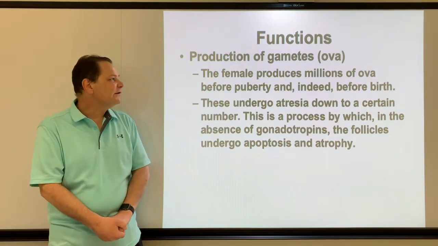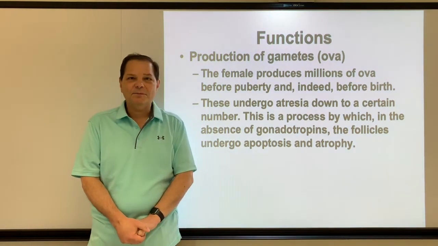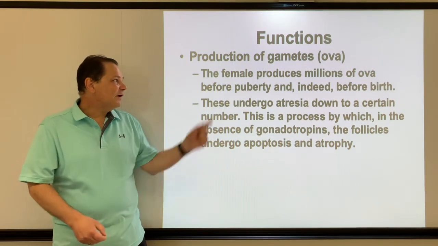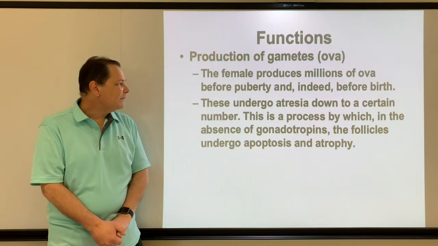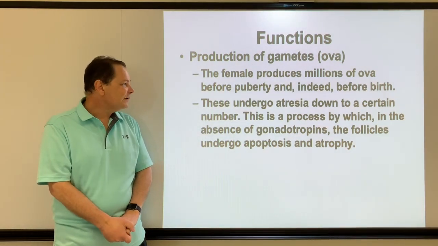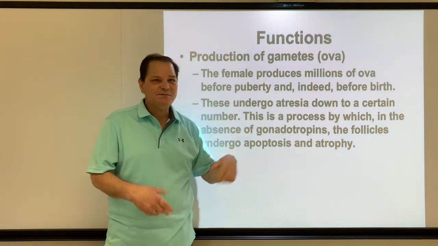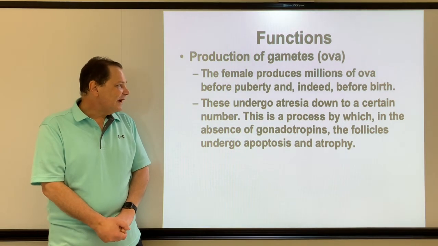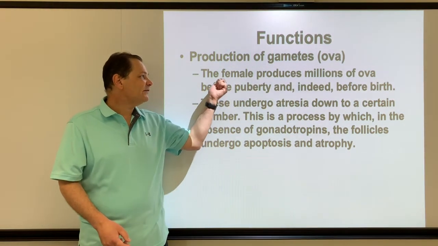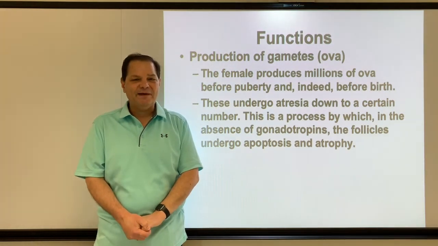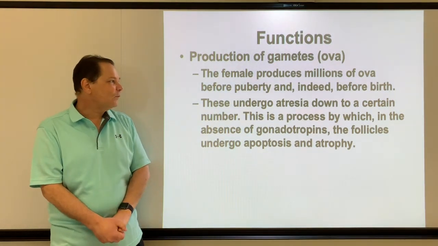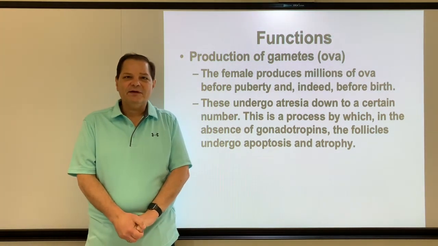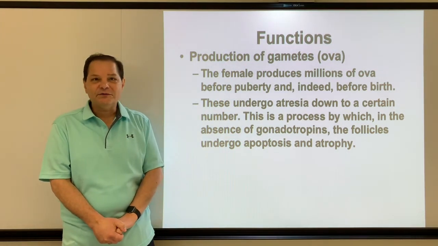The female produces literally millions of ova before puberty, about 7 million at least. These are developing embryologically, as we'll see in a moment, as well as through childhood. Now these undergo a process called atresia, which basically means they shrink up and die, down to a certain number, and that certain number is a small fraction of that million. So the vast majority of these oocytes will undergo atresia, and in fact, of the ones that start the cycle, as we'll see in a moment, most of those will undergo atresia as well.